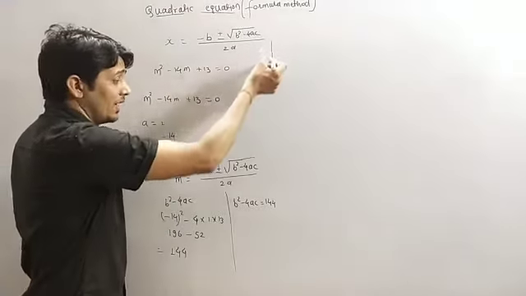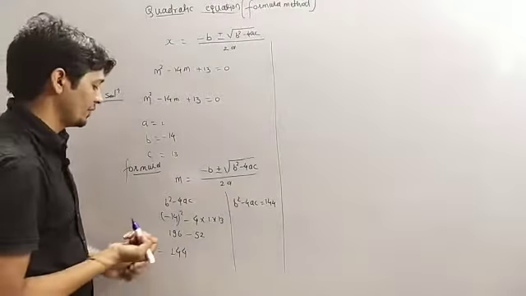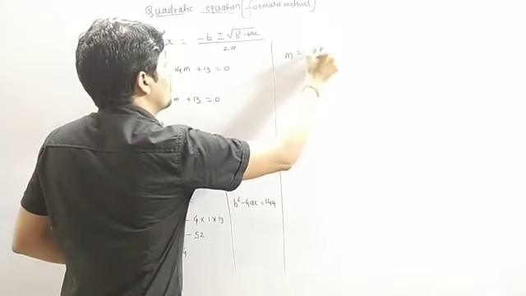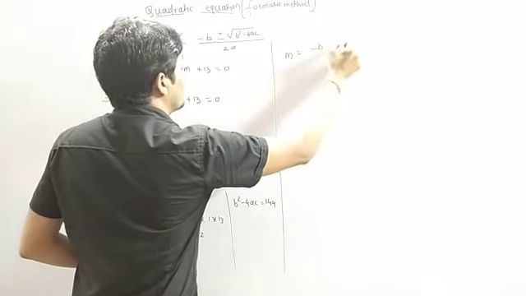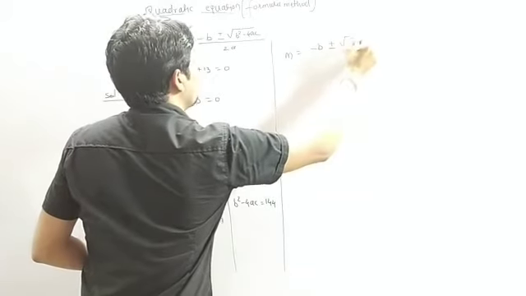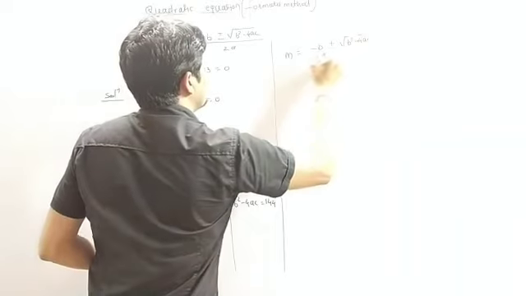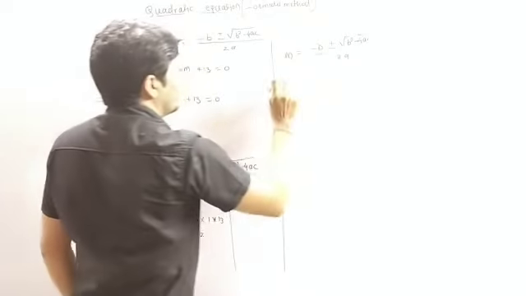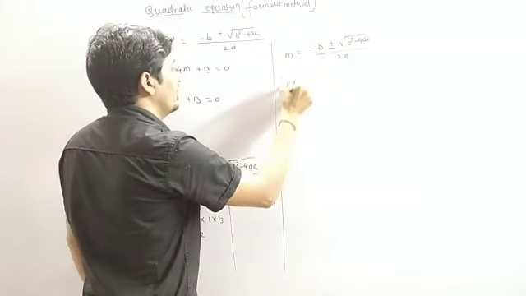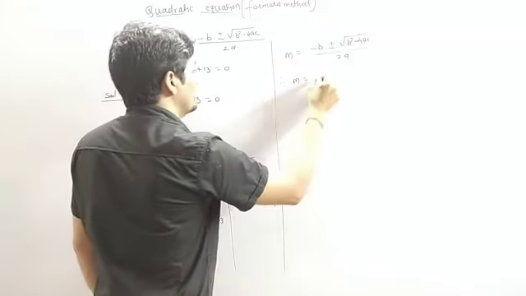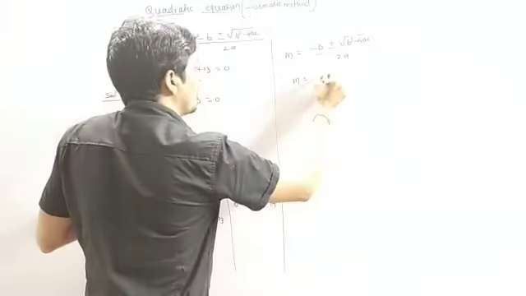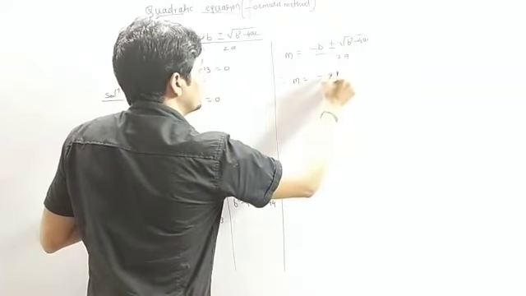So now we have to apply the formula. We have the formula m equals minus b plus minus root b square minus 4ac divided by 2a. Now we have to put the values in the formula. Therefore m equals, what is b? b is minus 14, so we have to write minus 14.